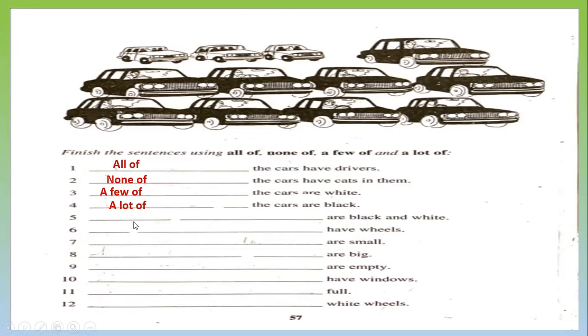So what to write here? All of the cars. The words which are missing, you have to complete like the above sentences. So here only are black and white is written, so we write the cars ourselves. All of the cars are black and white. Then have wheels. So now you have to complete all this on your own. Just see what they are asking. Choose the words from here, whether it is all or none or a few or a lot. Then you have to complete this page.